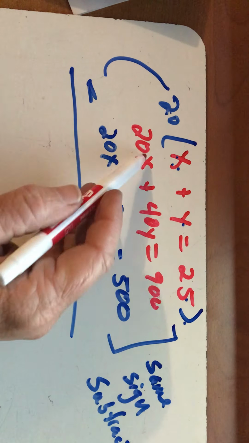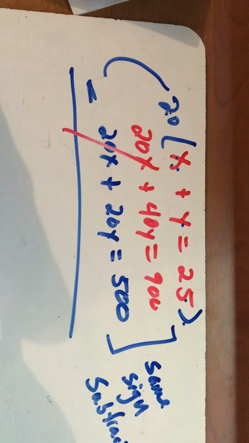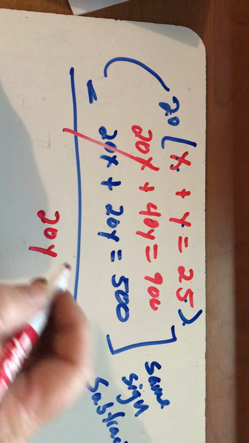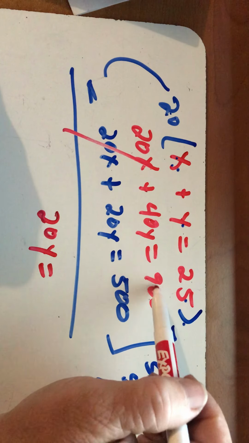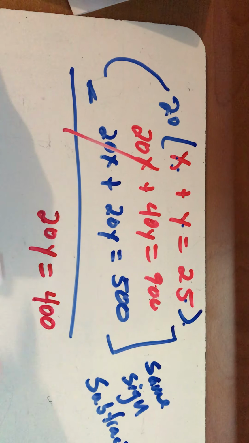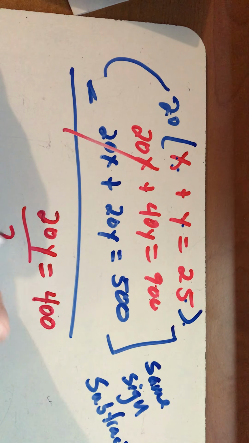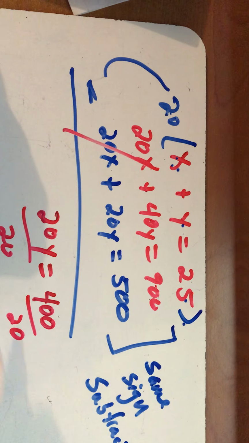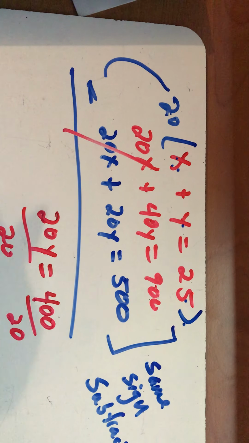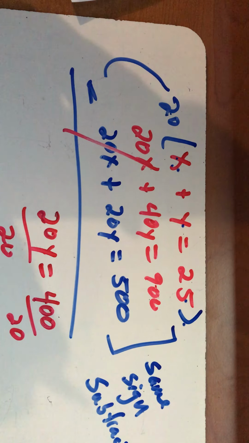So here's my 0. 20 minus 20 is 0. Gone. Eliminated. 40 minus 20 is 20. Oh, no negatives at all. I was doing math upside down. 900 minus 500 is 400. And now I can figure out what y is, right? 20 times what is 400? 20, right? 20 times 20.